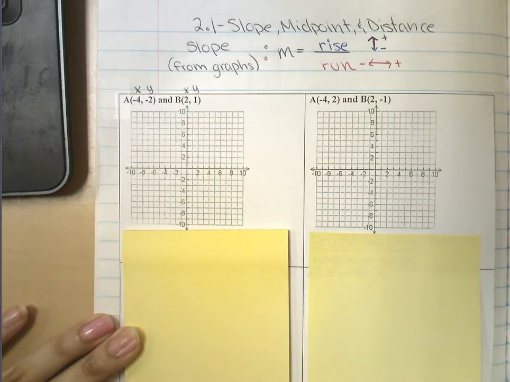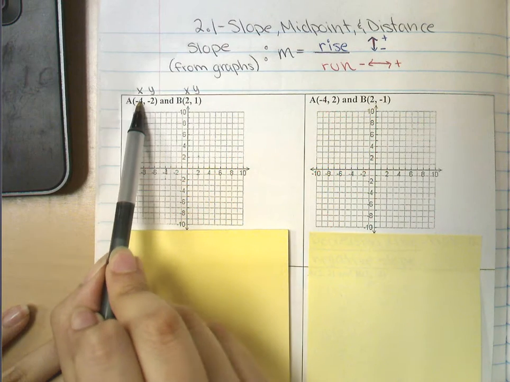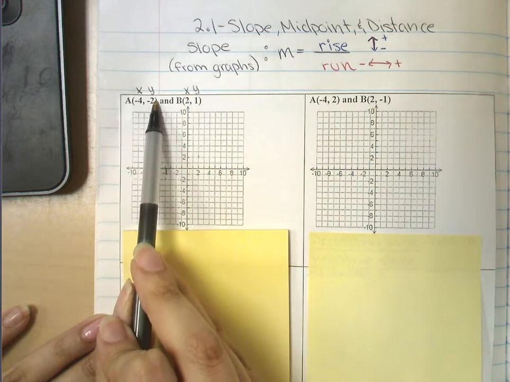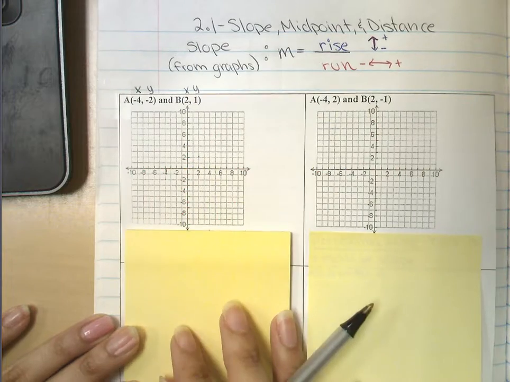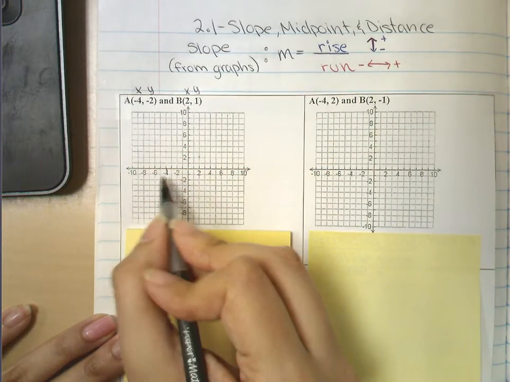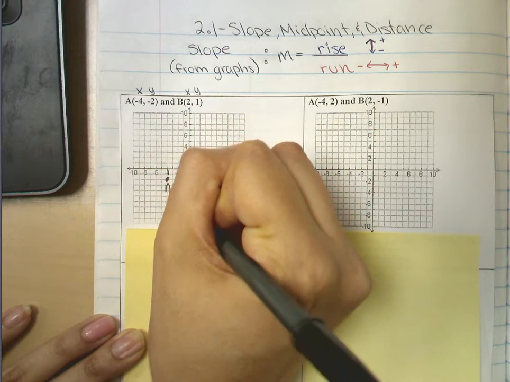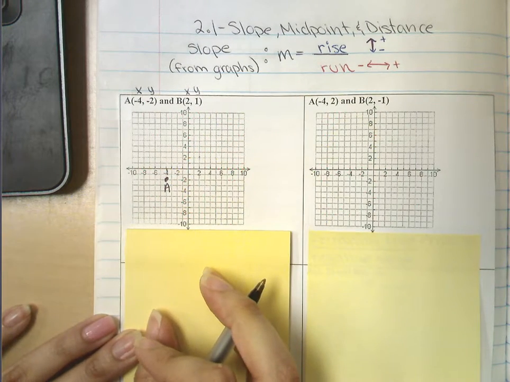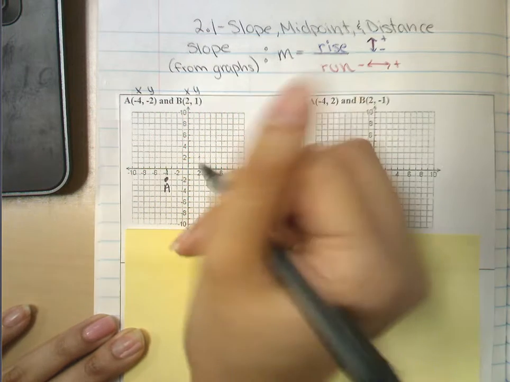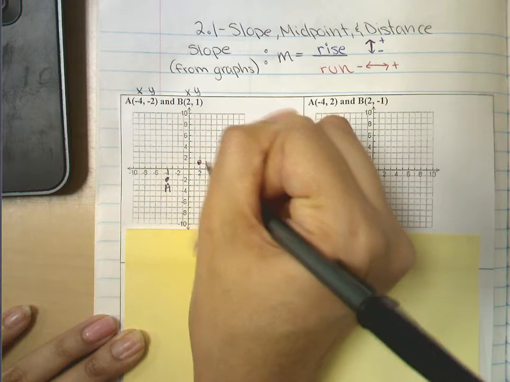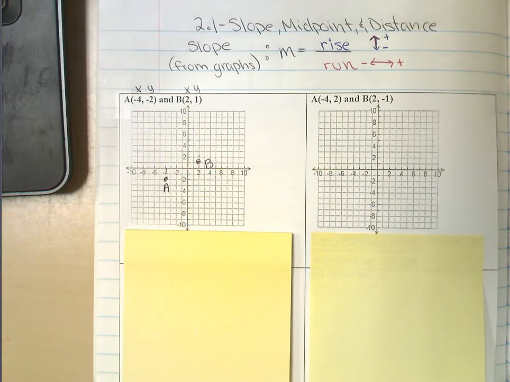I have -4, -2. So the first number is always on the x-axis, which is this horizontal one, and then the second number is always on the y-axis. So -4, -2, that means at the -4 on the x-axis I go down to -2. That's point A. And then I have 2, 1. So at the 2 I go up 1. That's point B. And then you need to connect those 2 points with a line.